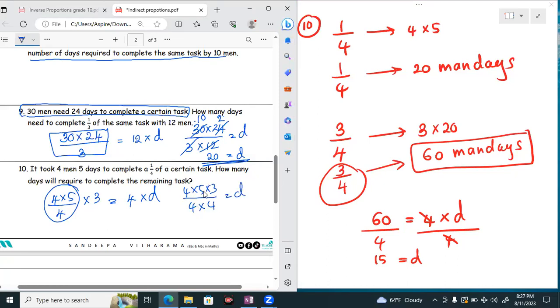4 and 4 cancel. 4 times 5, 20. 5 times 3 is 15. 60 divided by 4.